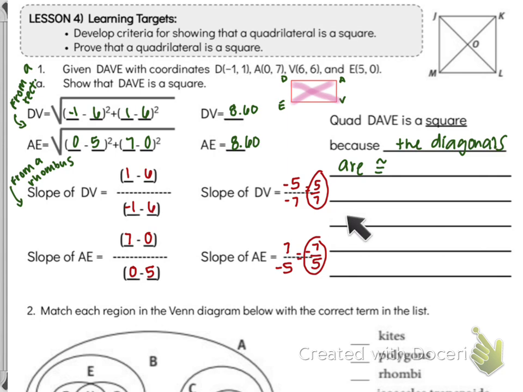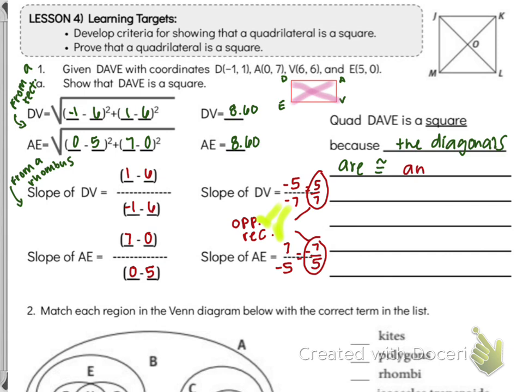When I look at these right here, first we need to see, are they opposite? So is one of them positive and one of them negative? Yes. So that checks out. Okay, is it reciprocal? Is it flipped? 5 over 7, flipped is 7 over 5. Yes. Okay, so because it's both of them, that means it's opposite reciprocal, which means the diagonals are perpendicular.